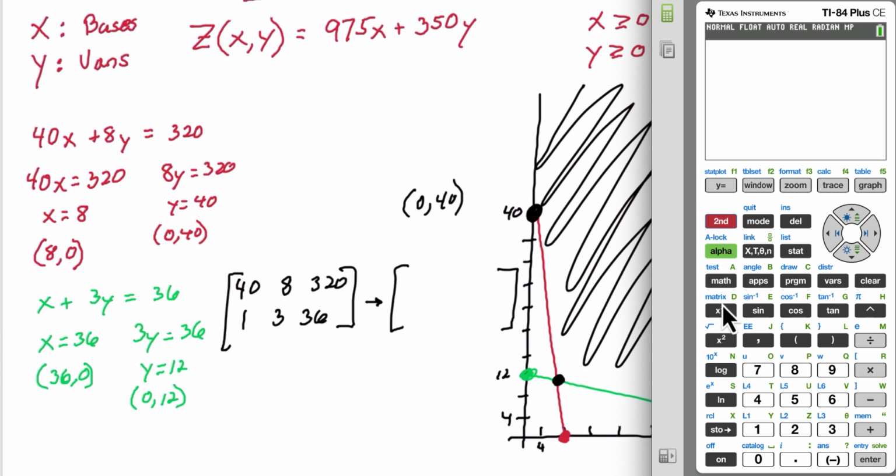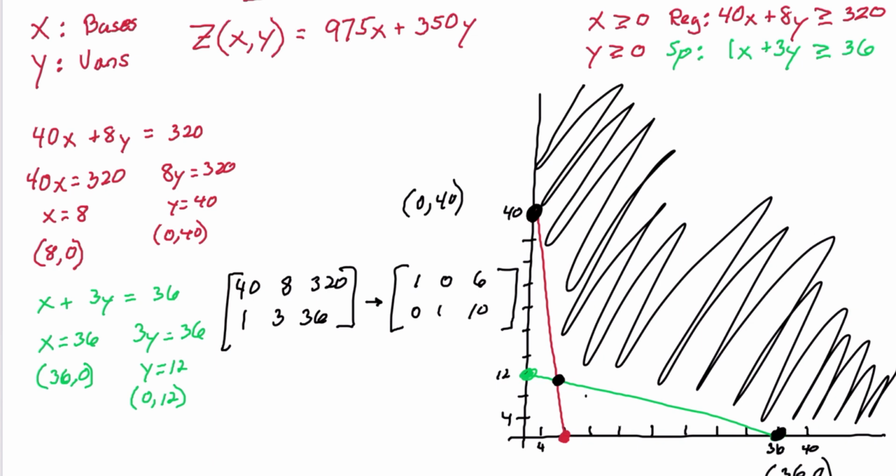To do that, we will go to second matrix, go right to edit, hit enter. This is a 2 by 3. Then the entries are 40, 8, 320, 1, 3, and 36. Exit the matrix by hitting second quit. Then we need to reduce that matrix. Second matrix, go right to math, scroll until we see RREF. Hit enter, and then second matrix again, hit enter, close the parenthesis, enter one more time, and we now get the reduced matrix. 1, 0, 6, 0, 1, 10. So we now have the coordinate of that intersection. That is 6, 10.